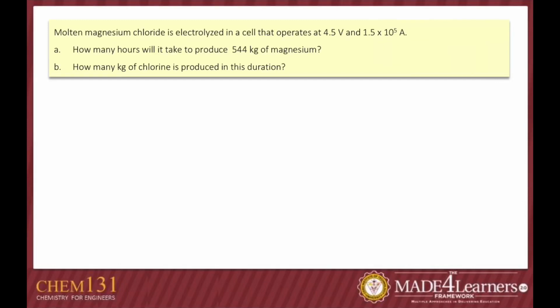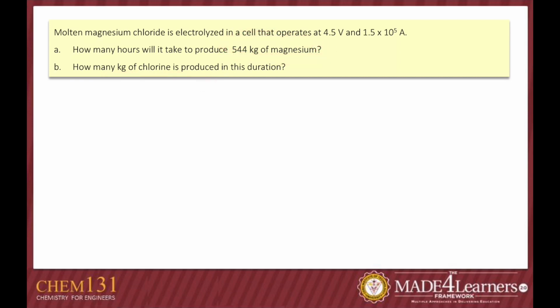Okay, in this example, we have molten magnesium chloride electrolyzed in a cell that operates at 4.5 volts and 1.5 times 10 to the power of 5 amperes. We are asked to find the number of hours it would take to produce 544 kilograms of magnesium and the mass of chlorine, the number of kilograms of chlorine produced in this duration. So we're going to use our answer in letter A to solve for letter B.